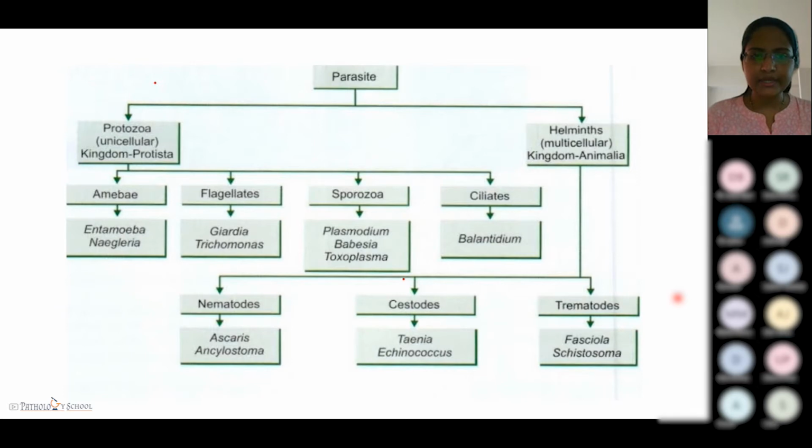And helminths are subdivided into three classes as nematodes, cestodes, and trematodes based on their morphology. Nematodes are unsegmented cylindrical worms, cestodes are tapeworms, multisegmented, and trematodes are flukes, unsegmented. So we will see examples of these one by one.